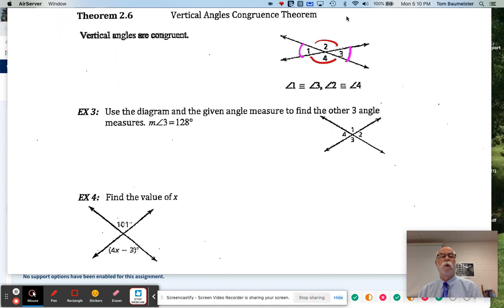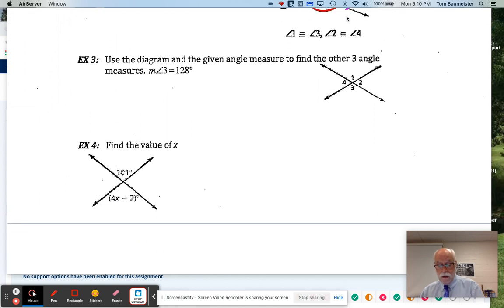All right, so we have two quick examples here, and then we'll be done. Use the diagram and the given angle measure to find the other three angle measures. The measure of angle 3 is equal to 128 degrees. So the measure of angle 1 is equal to 128 degrees because the measure of angle 3 is equal to 128 degrees, because they are vertical angles.